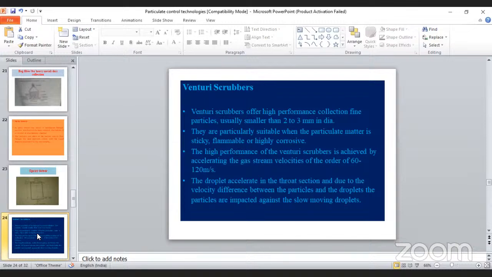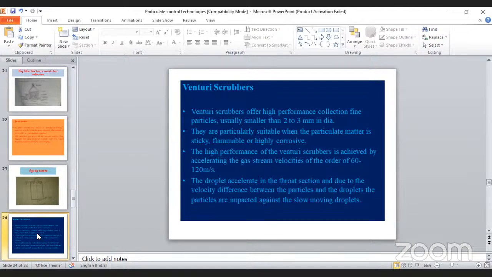The gas enters at 600, 700 degrees centigrade, you are spraying the water at what temperature? You cannot use hot water, no? You can spray only water at room temperature, isn't it? Yes or no? Water could be sprayed at what temperature? Only at room temperature, isn't it? Hot water you cannot spray.